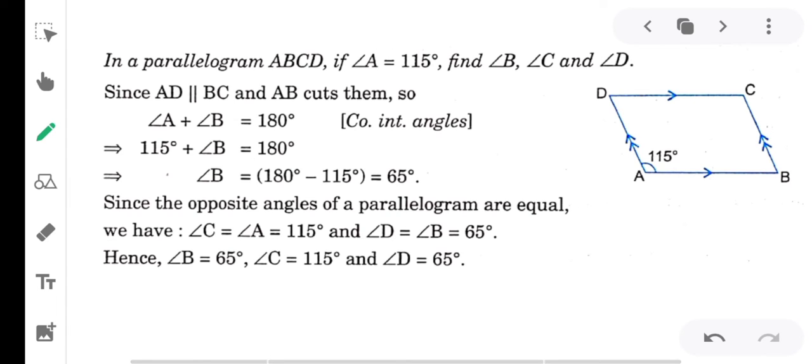Next question. In a parallelogram ABCD, if angle A equals 115 degrees, find the angles B, C and D. So this is the parallelogram ABCD where angle A equals 115 degrees. Then we have to find the value of angles B, C and D. So we know that the adjacent angles are supplementary, so you can write angle A plus angle B equal to 180 degrees.